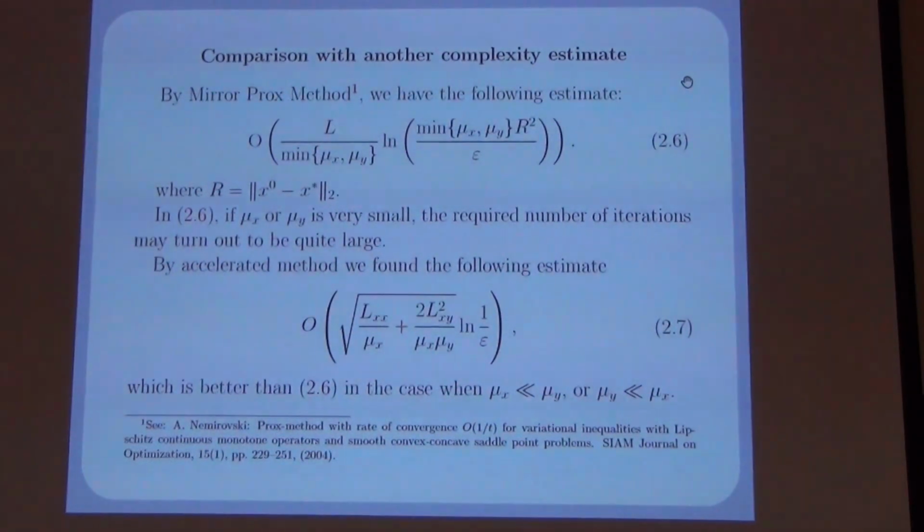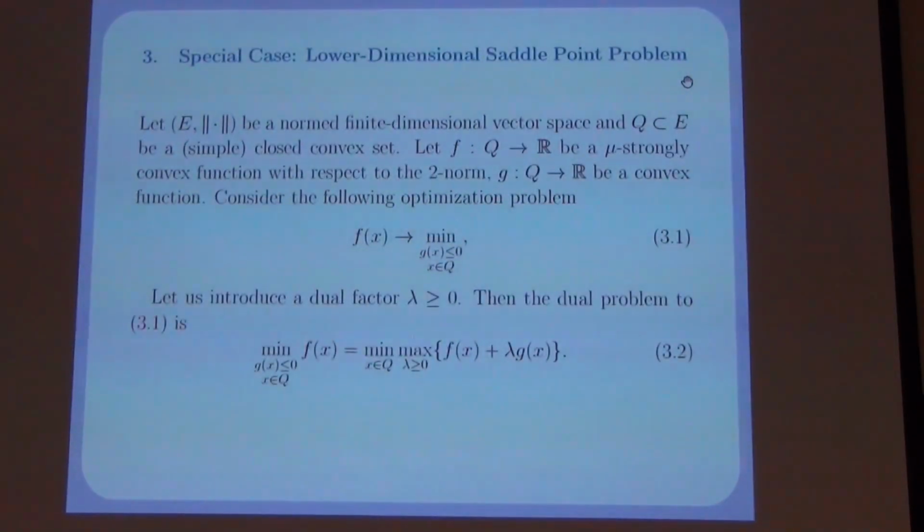But by the accelerated method, we have the following complexity. This complexity is better than the previous one in the case when mu x is much less than mu y, or mu y is much less than mu x. As a special case of the considered saddle point problem, we consider the following classical optimization problem with one functional constraint.